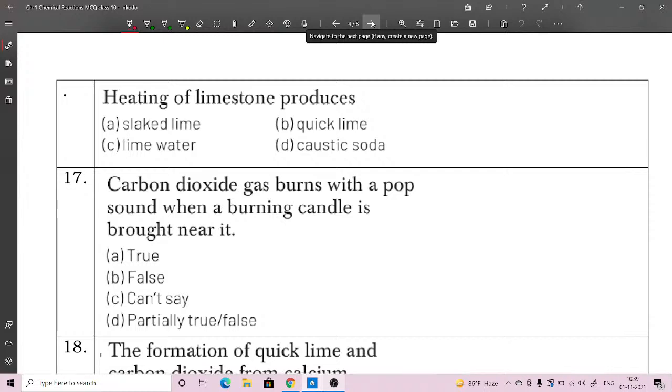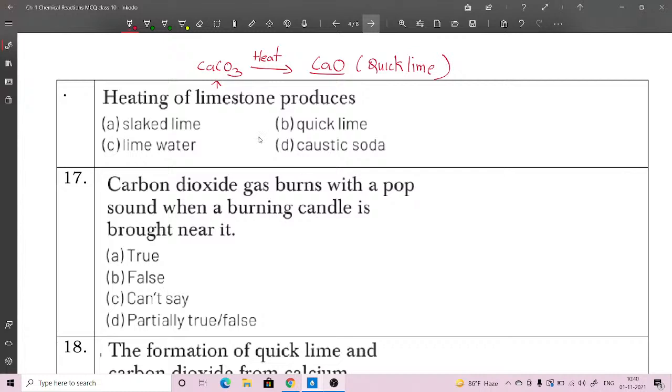We have question number 16. Heating of limestone produces... Limestone, we know, is nothing but calcium carbonate. When you heat it, it gives you calcium oxide, which is also known as quicklime. So let us check the options: slaked lime, quicklime, lime water, caustic soda. So the correct option is B, quicklime.